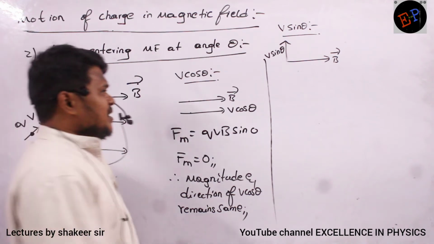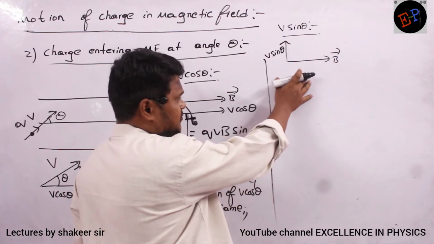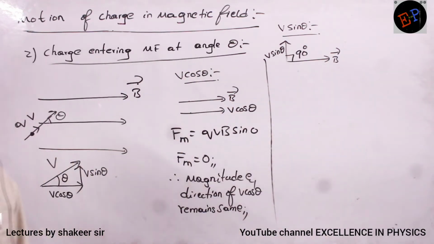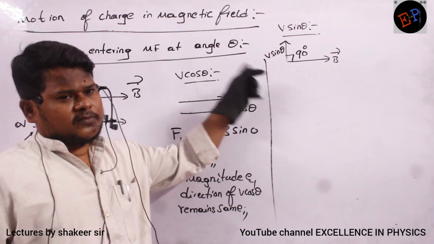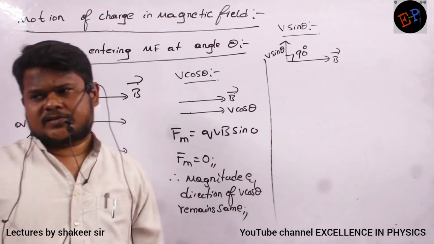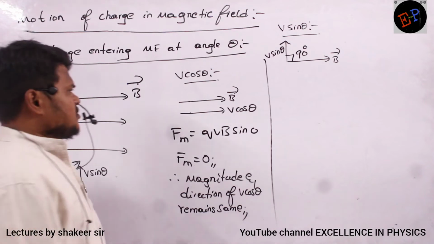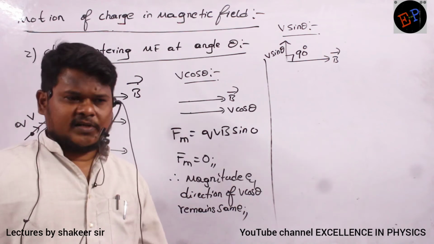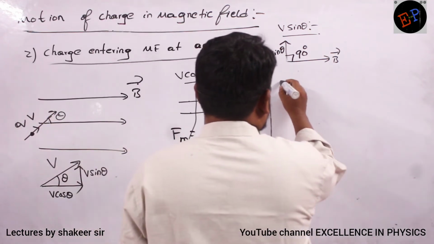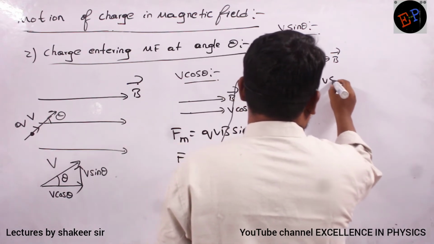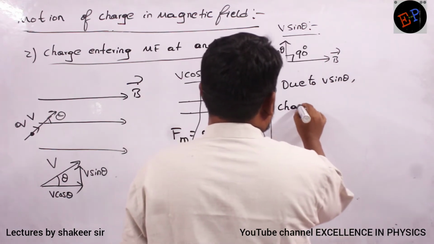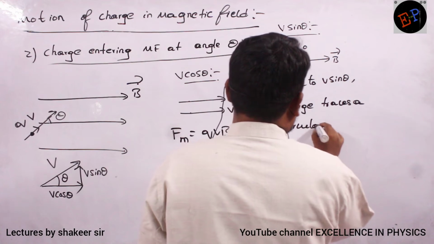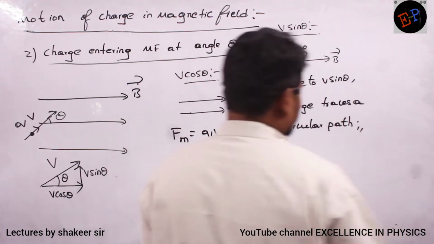See, here, this is an example of a charge entering a magnetic field at an angle of 90 degrees, no? This is an example of a charge entering a magnetic field at 90 degrees. Are you able to understand? So therefore, when a charge enters a magnetic field at an angle of 90 degrees, what happens? It will trace a circular path. Clear, no? Therefore, due to v sin theta, the charge traces what kind of path? Circular path. Are you able to understand?